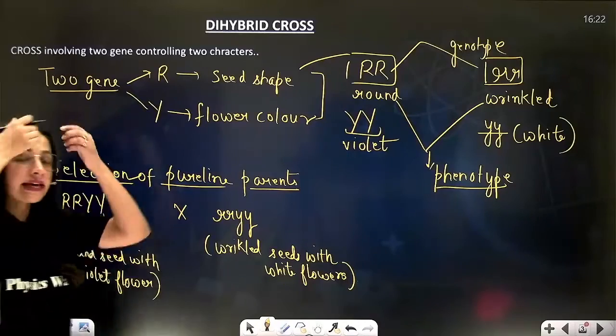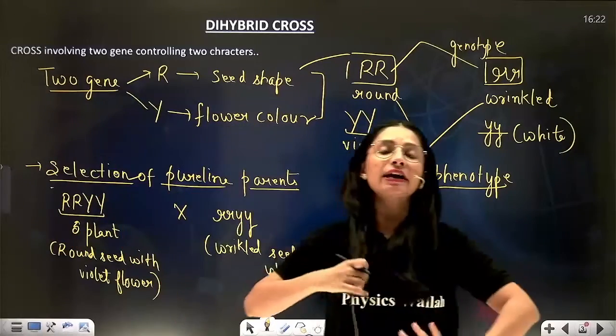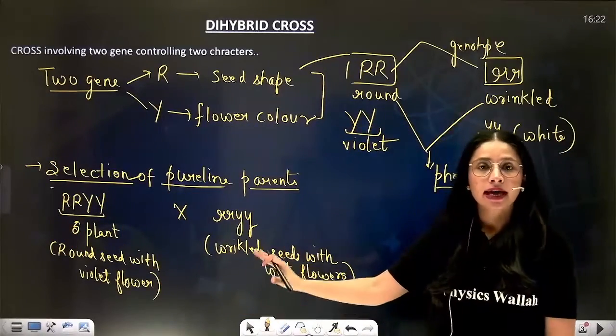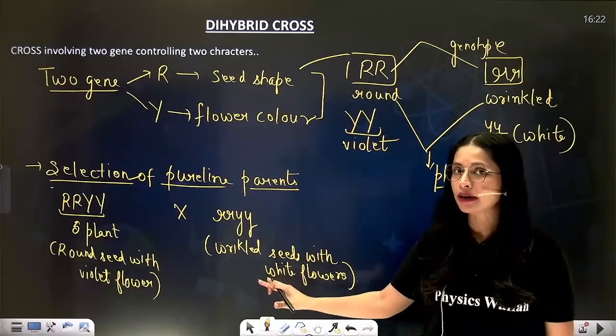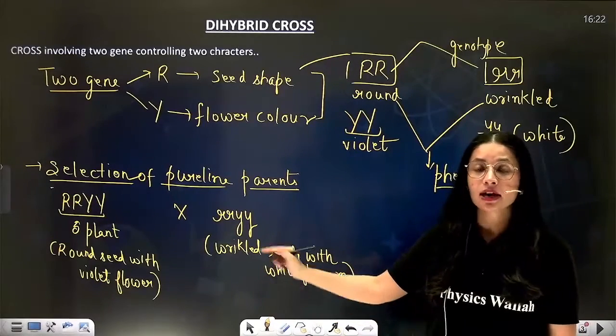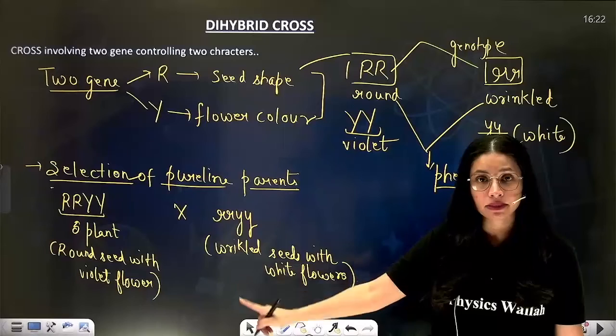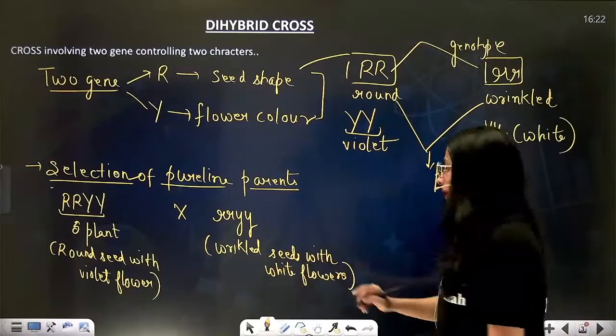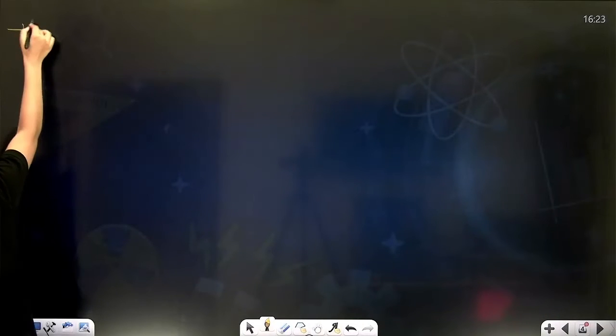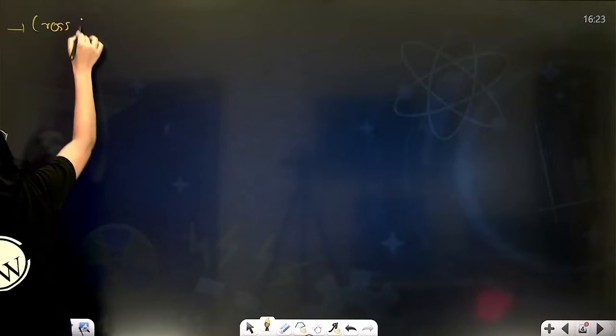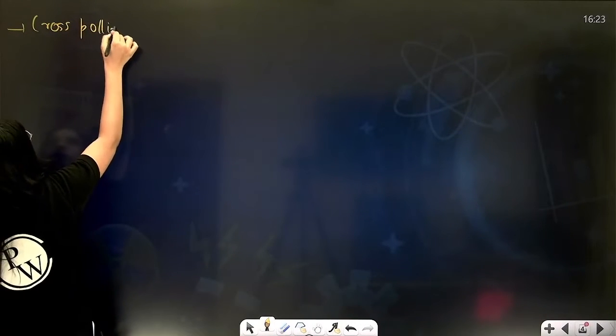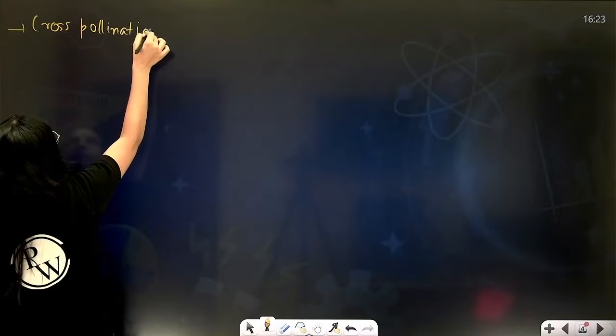Correct? Yes or no? So this is the genotype and phenotype of my parents. Now I have to perform cross-pollination. Cross-pollination means first obtain the gametes from both the pure line parents. So the next step is doing cross-pollination, and for cross-pollination, we have to obtain the gametes.